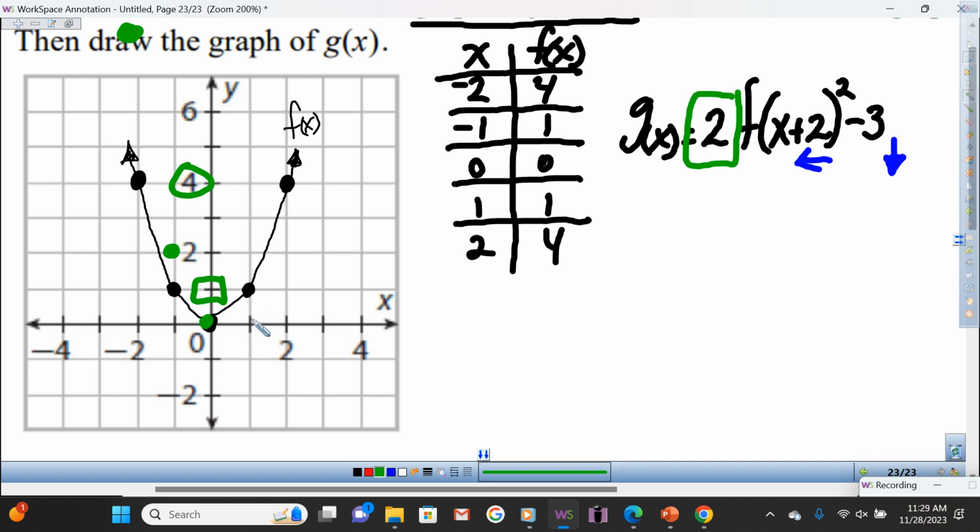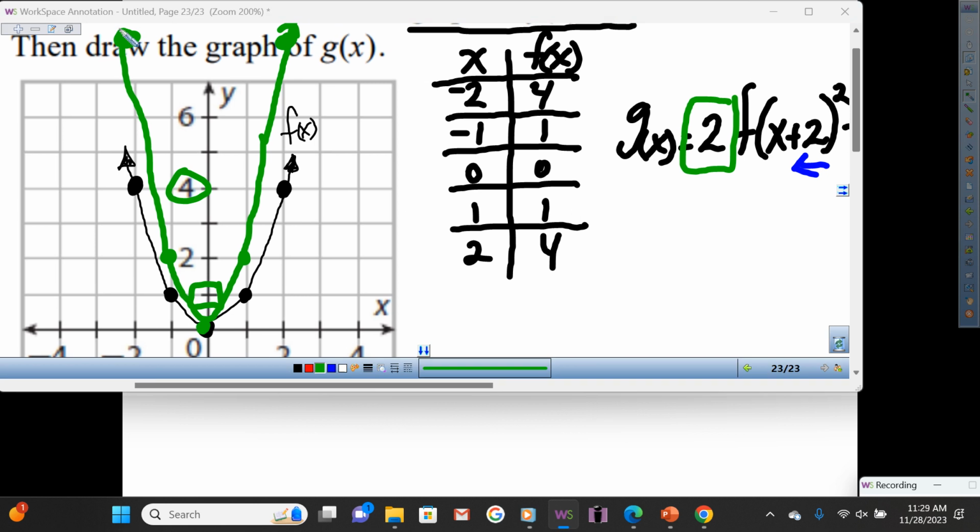0 stays the same. 1 goes to 2. And 2, instead of staying at 4, goes all the way up to 8. All right, so here it is. Does it look like it's stretched? Yes.